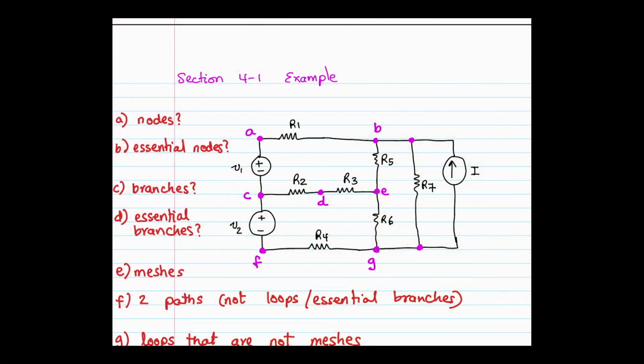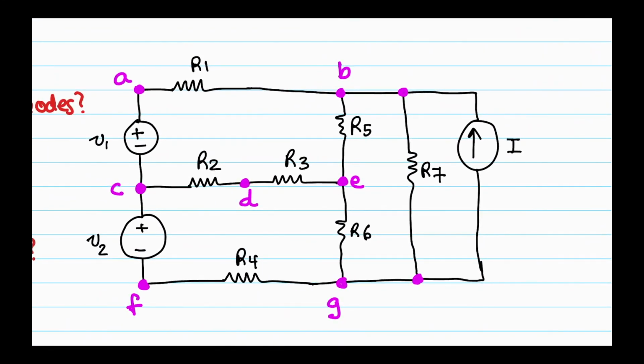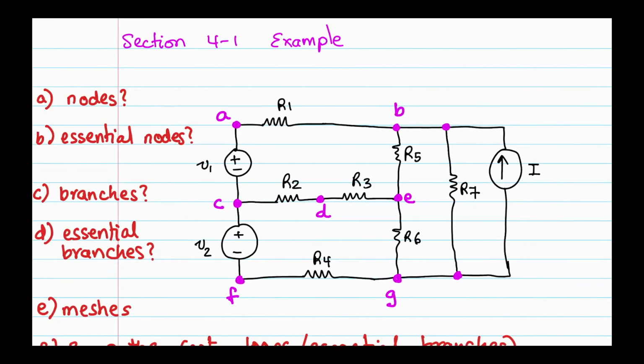Alright, we looked at the definition of certain terms like nodes, loop, branches, meshes, a bunch of different terms. Let's look at a simple example that demonstrates in a very easy sense the definitions that we just saw. Okay, so here is the circuit given, and then we are supposed to find all the nodes.